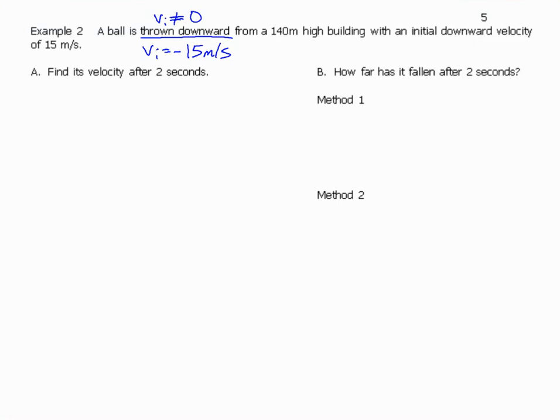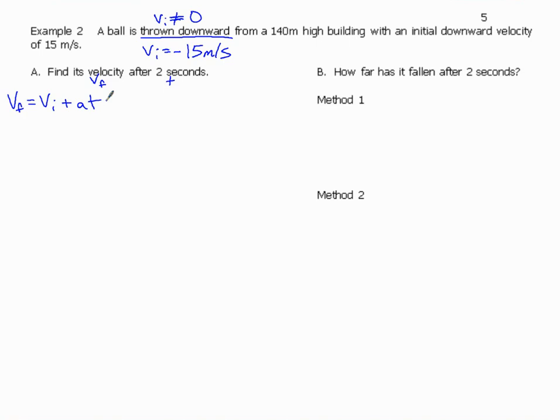Find its velocity after 2 seconds. So we are relating velocity and time. This is t. Find its velocity, that's vf. Our formula that relates velocity and time: final velocity equals initial velocity plus the acceleration times the time.